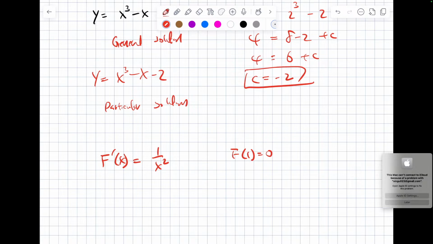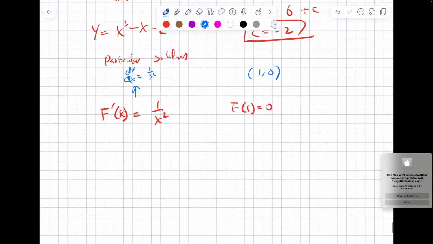This means this is the same thing as dy/dx, right? This means (1, 0), right? Initial condition. It means exactly the same. It's just different expressions. So what do I have to do with 1 over x squared?